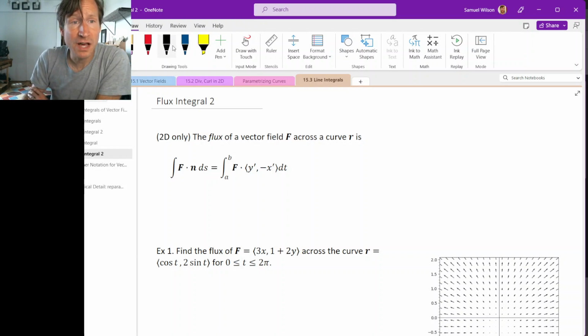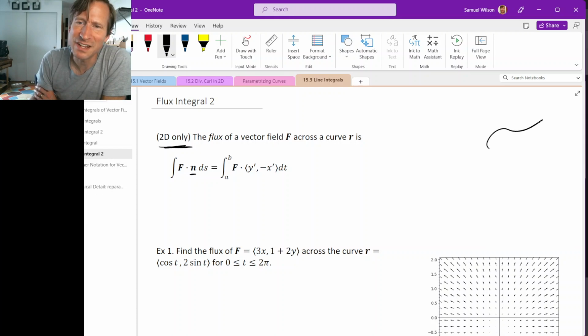All right, so we have invented an expression for our flux integral. Notice that this is 2D only because of the trick that we used to come up with our unit normal vector n. The problem in 3D is that if you have a curve in 3D, there isn't just one perpendicular direction. There's actually a whole plane worth of perpendicular directions, and then it's not clear what flux should mean.